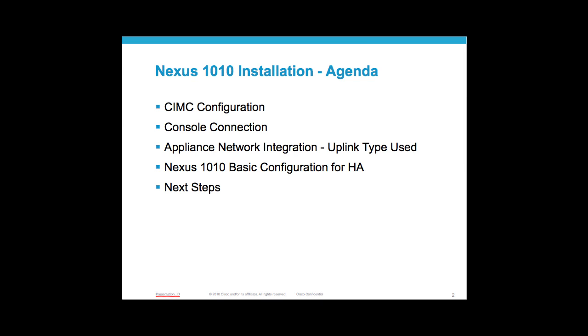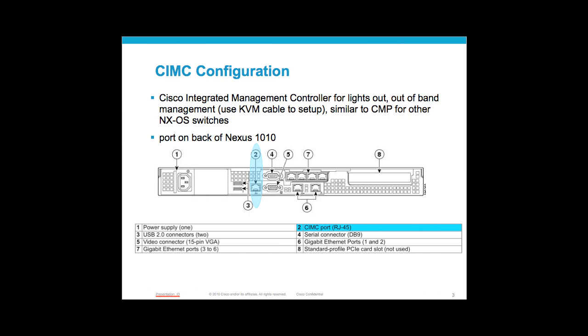Then the last 3 points here are when we actually get into the interesting stuff and start some of the CLI operations. The first thing you need to do to install the Nexus 1010 into your network is configure the Cisco Integrated Management Controller. This provides a way to access the Nexus 1010 via lights out out-of-band management network.